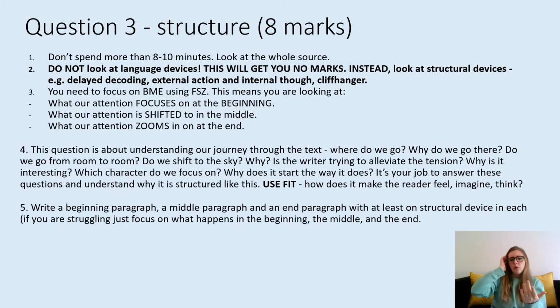But why do we do that? Why is that cyclical structure important? This question is about understanding our journey through the text. Where do we go? Why do we go there? Do we go from room to room? Do we shift to the sky? Why? Is the writer trying to alleviate the tension, or increase the tension? This question is all about how tense we feel at each point, and how that interests us as a reader, okay? And you're not to look at language devices while you're doing this, guys.